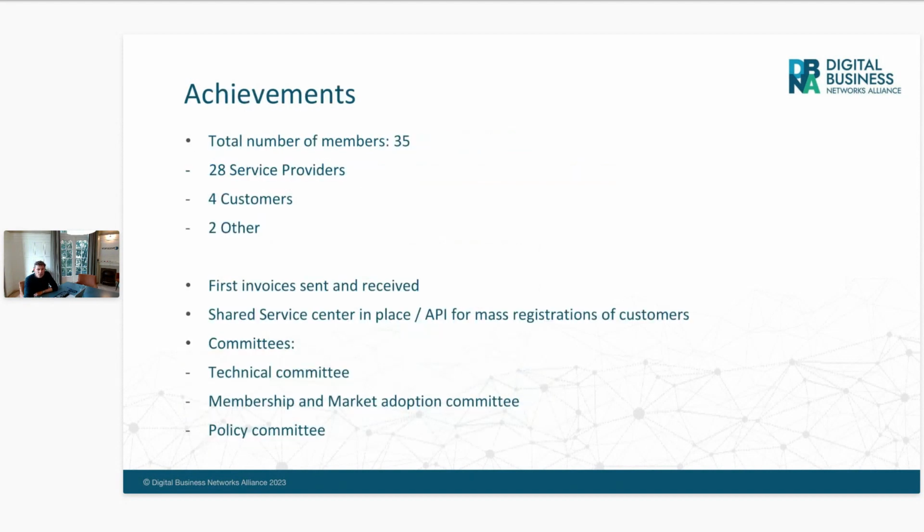So the achievements so far of DBNA: the number of members being 35, out of which 28 service providers, 4 customers, so more customers from, for instance, the energy sell and supply chain, and 2 others not belonging to these categories. A big moment was the moment that the first invoice was sent via the network.